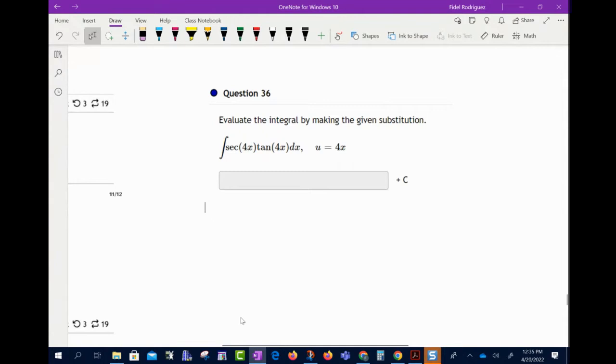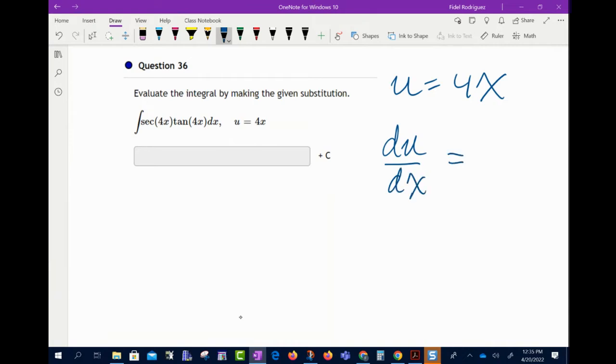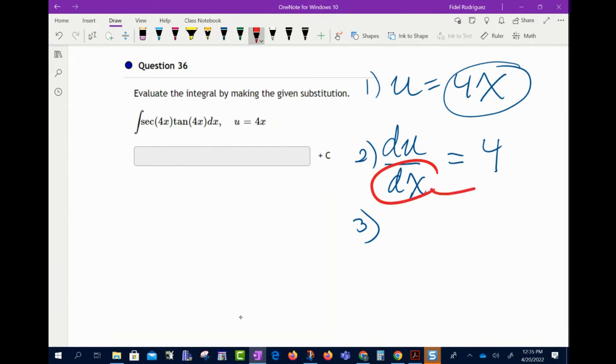Okay, so it says evaluate the integral by making the given substitution. It's telling me we're going to let u be equal to 4x. So, y'all, we're doing an antiderivative here using this substitution idea, right? So if you remember, wouldn't we find du/dx? And what's the derivative of 4x? Wouldn't it just be 4, right? So that was my step number 1. This was my step number 2. My step number 3 was let's move my dx term this way, right? So we're going to have du = 4 dx, right?